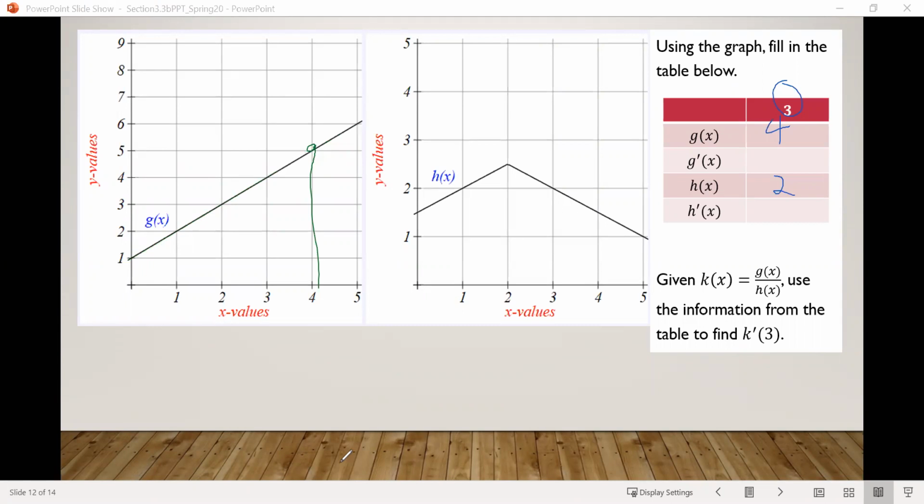Okay, so looking at the function g, and we're trying to find g prime of x at 3, so we're trying to find basically g prime of 3. Well, that means we need the value of the derivative at x equals 3, which means we basically need the slope of the line there, which is going to be the slope of the function here, which looks like it's up 1 over 1, up 1 over 1. So it looks like the slope is 1 there, so that's the value of the derivative. Okay, and that's supposed to be a 1.